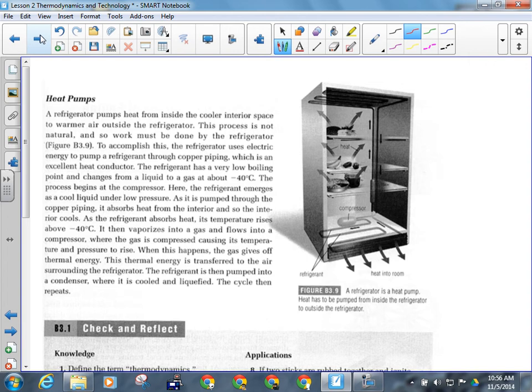unless you have an electric hot water tank, and then that will be the biggest one. Okay, but your refrigerator uses a lot of electricity because it's getting around the laws of physics, okay, by pumping heat the wrong way. An air conditioner works exactly the same.